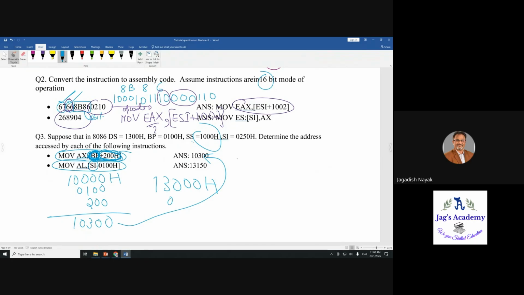SI is 0250. Then it is minus... minus 0100. You subtract. That's all. You add, then subtract. That is going to be 13150. That's all. The question asks how the data is accessed, from which address data is accessed.